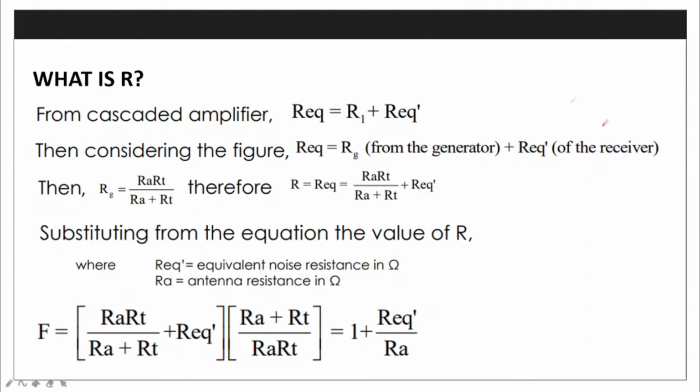So, yun yung ibig sabihin ng REQ, the equivalent noise resistance, and the RA na kanina pa din natin binabanggit, which is the resistance of the antenna or the antenna resistance. So, substituting the value of R, we get F is equal to the quantity of RA-RT over RA plus RT plus R equivalent prime times RA plus RT over RA-RT prime, or equal din siya sa 1 plus R equivalent prime over RA.